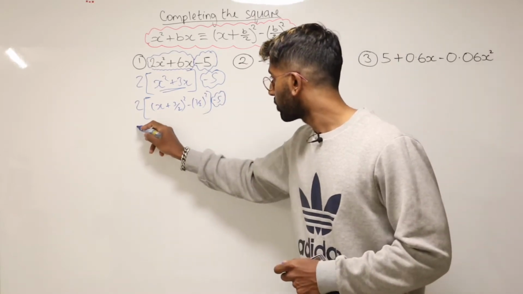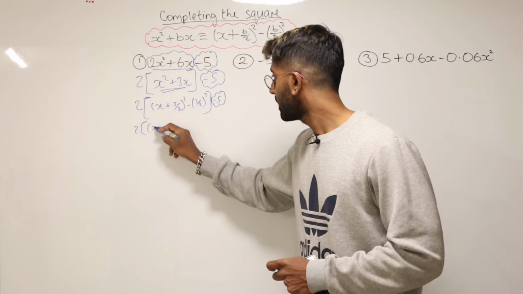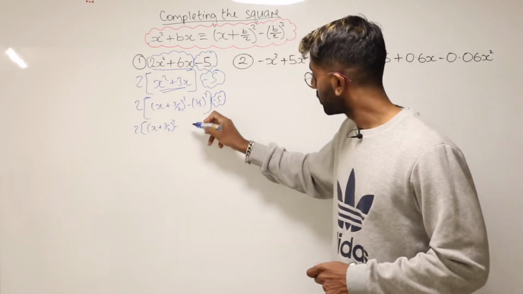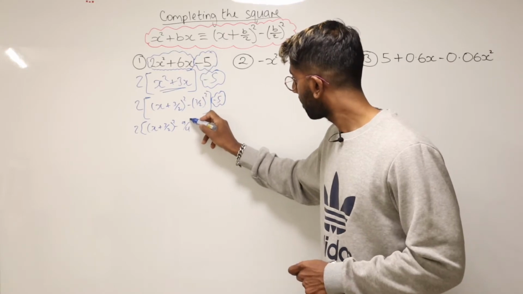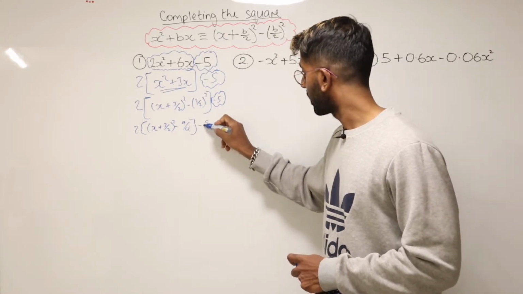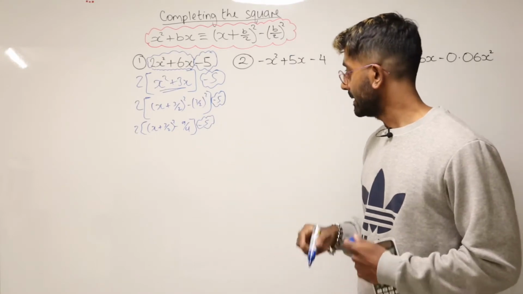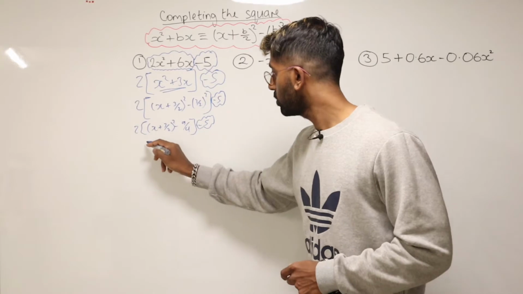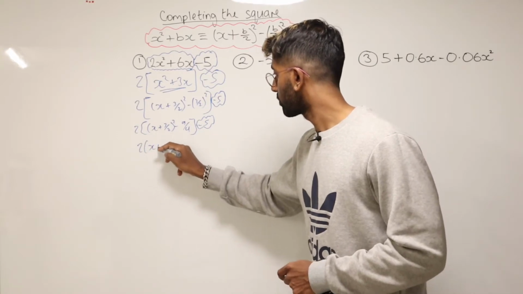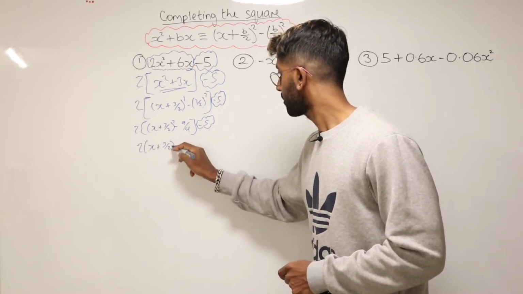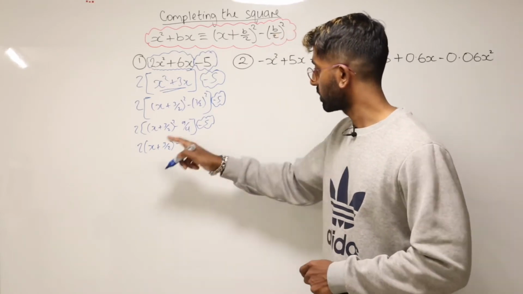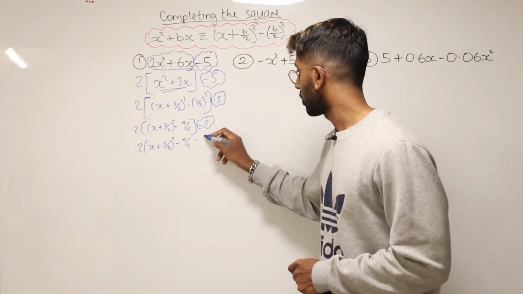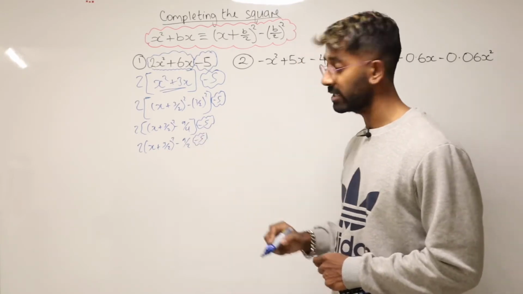Next thing, just simplify what we've got in here. So 2 open bracket, then you've got x plus 3 over 2 squared, take away 3 over 2 squared, which is 9 over 4. And then the minus 5 still on the outside. Last thing we need to do there is times through by the 2. So you've got 2 lots of this bracket, and then you need to do 2 multiplied by 9 over 4, which will give us 9 over 2. And then you've still got the minus 5 on the outside there.